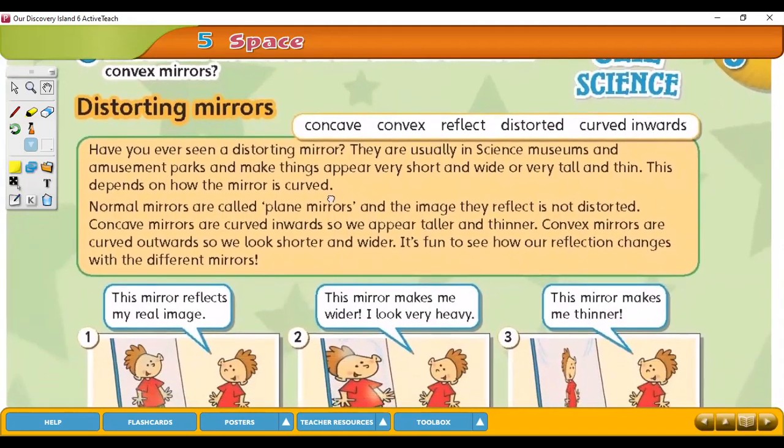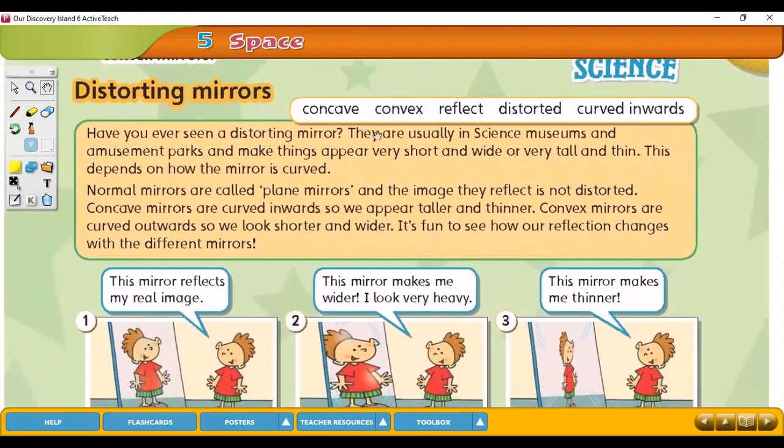Okay, in the box here, we have some words. We have concave, convex, reflect, distorted, curved inwards. So while we read together, try to find these words in the text. Let's start. It says here, have you ever seen a distorting mirror? They are usually in science museums and amusement parks and make things appear very short and wide or very tall and thin. This depends on how the mirror is curved.